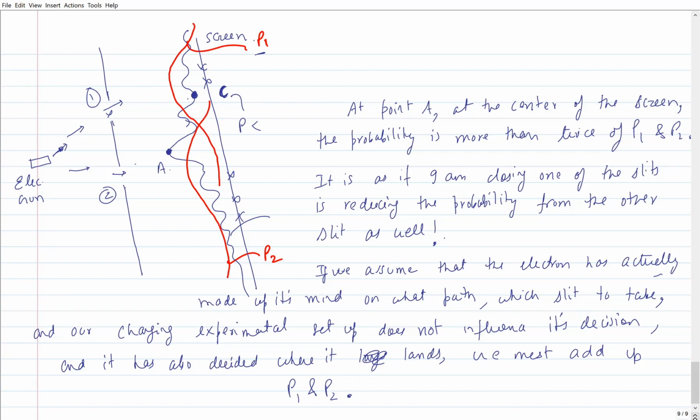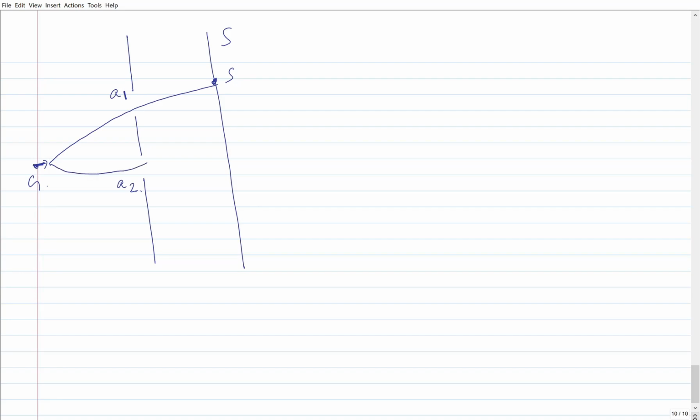So what essentially are we talking about? Let's look at it slightly more deeply. This is sort of a subtle issue. Let's say I have the same experiment, and this is the path from the gun to the slits A1 and A2 and towards a point on the screen over here, S. So either the electron can take this particular path or this particular path. So what's my proposition?